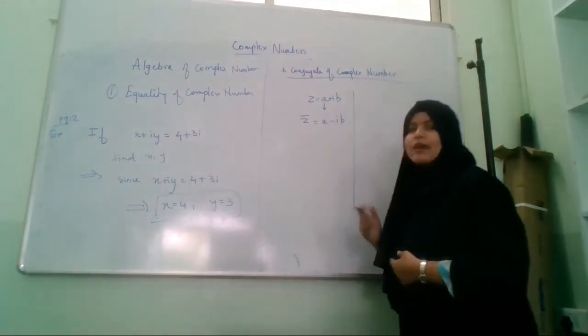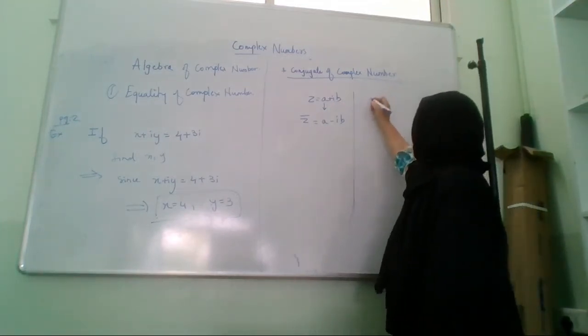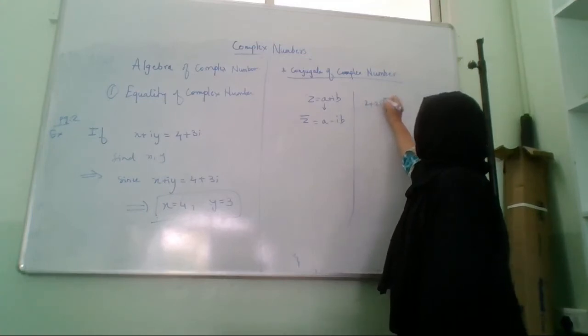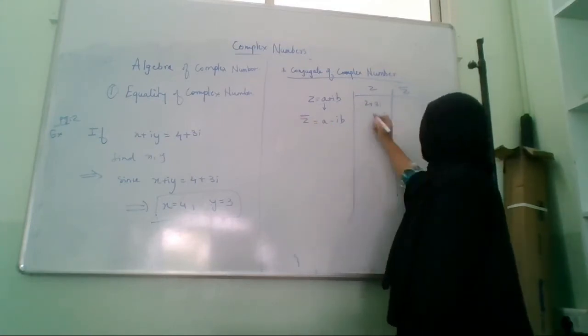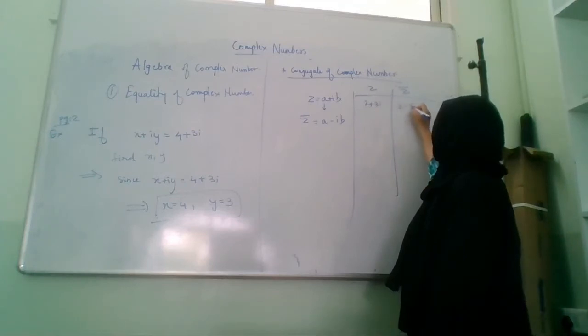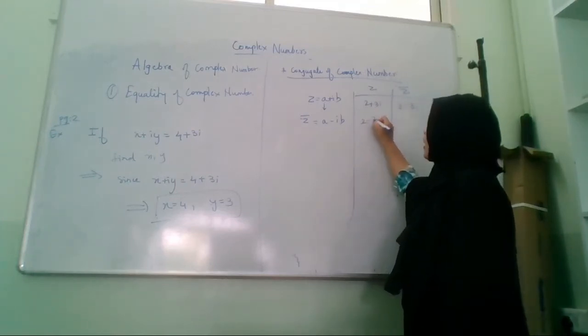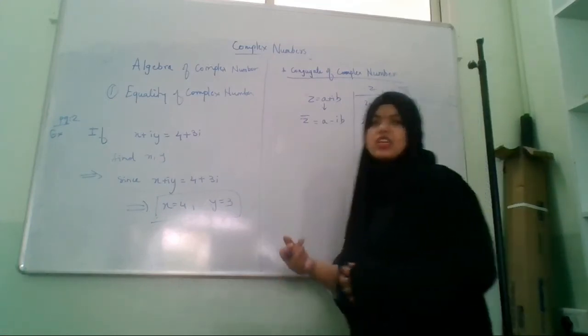For example, I am giving you some complex numbers together with their conjugates. Suppose 2 plus 3i is Z, and its conjugate is denoted by Z bar. Then its conjugate will be 2 minus 3i. If you have 2 minus 3i, the conjugate will be 2 plus 3i. You have to just change the sign.